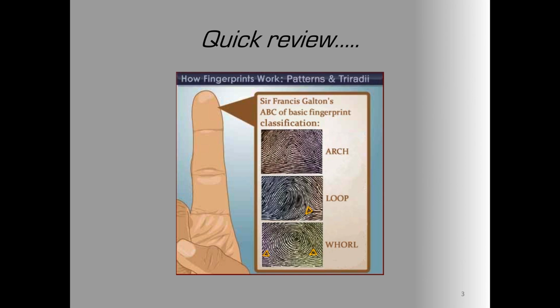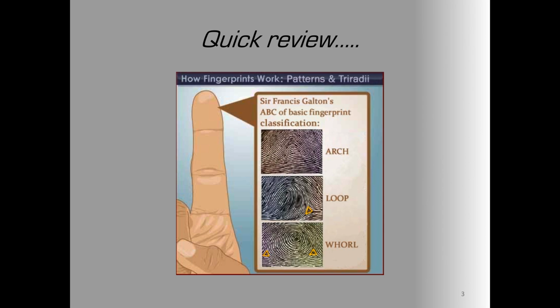So the review here for the arch, the top guy there, I would describe that as ridges entering one side and exiting the other. We see that there's no deltas. The loop, we've got the ridges entering and exiting the same side with one delta. And then the whirl, although there's a lot of ways you could describe it, I usually say it's like a bullseye shape. And you've got the two deltas that we see highlighted there on both sides of the whirl. So those are the main ones that you're responsible for.